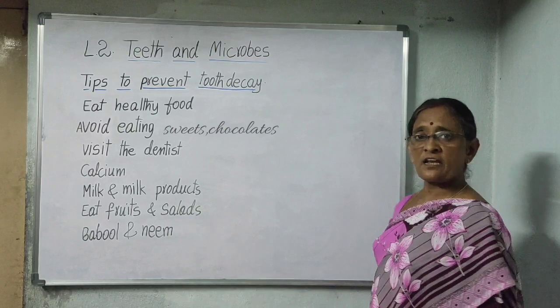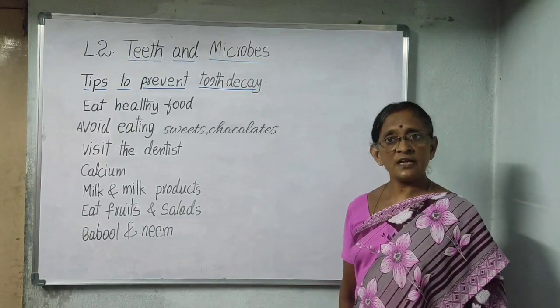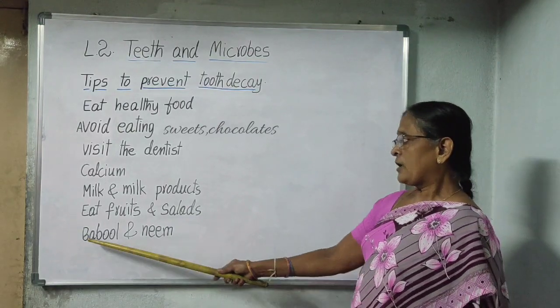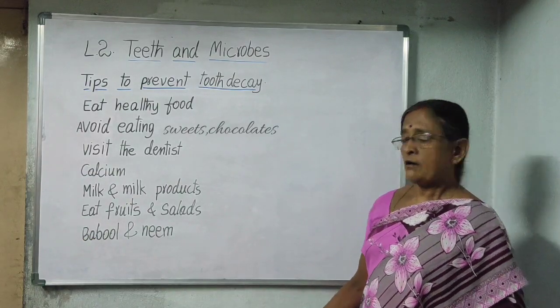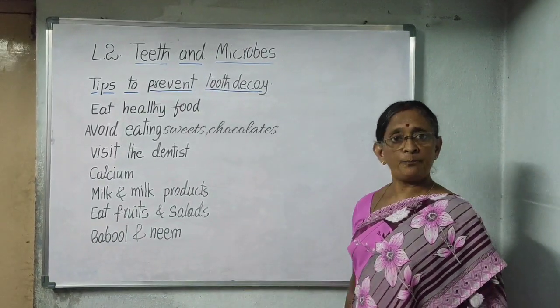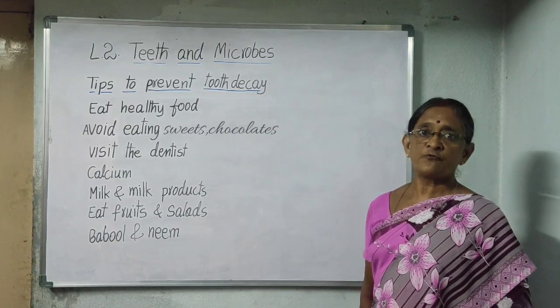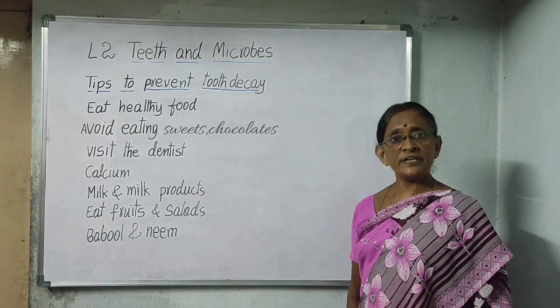Eat fruits and salads, which keep the teeth healthy and strong. In India, the babul and neem plants have been used from ancient days to clean the teeth.